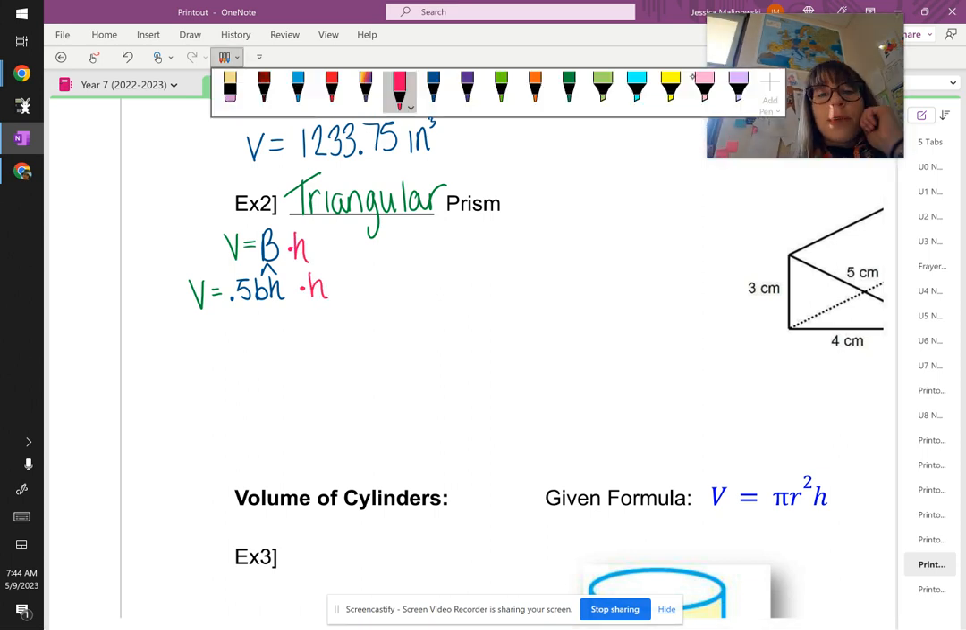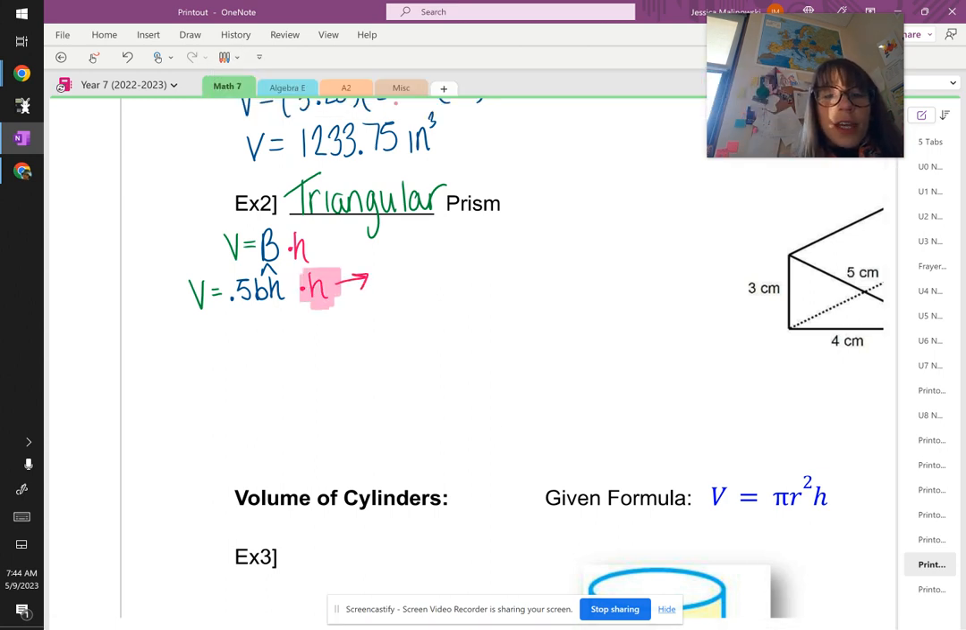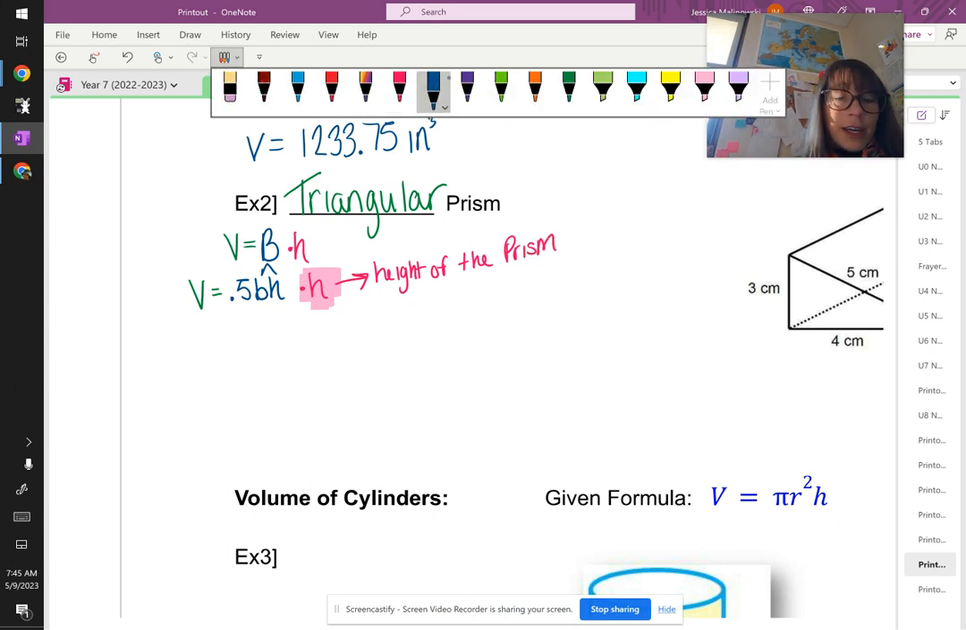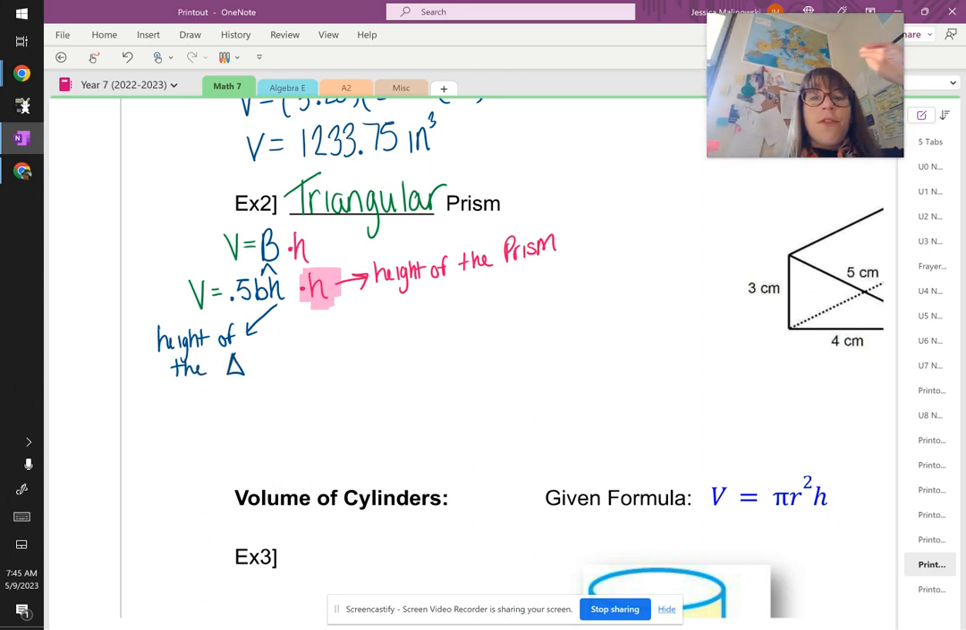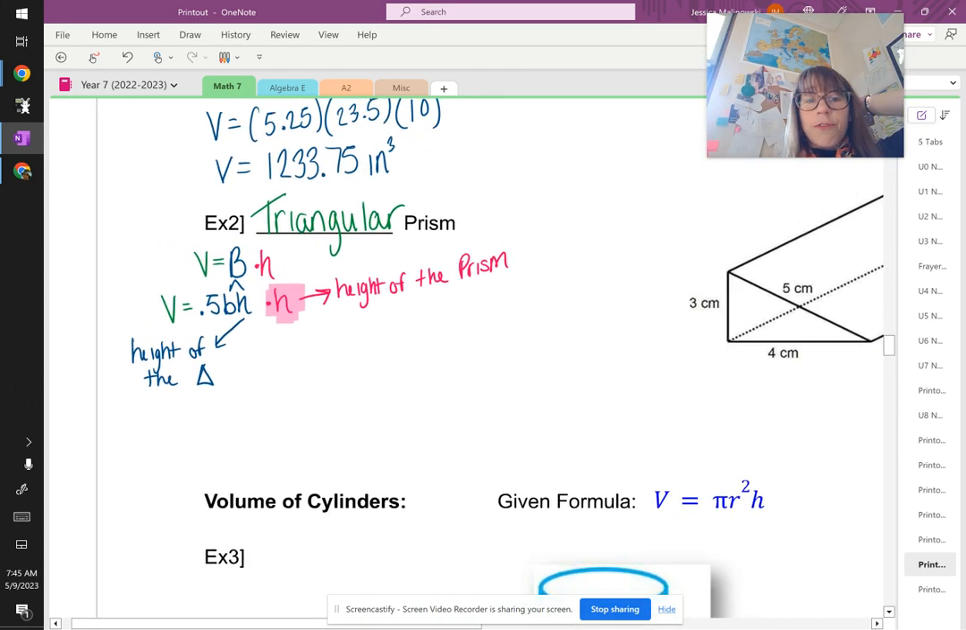Because we have to pause for a second and talk about what this is. So this H right here is what we talked about in the beginning. This is the height of the prism. And that is not the same thing as this other H here. This H is talking about the height of the triangle. So it's very important that you understand the difference between those when looking at those formulas.